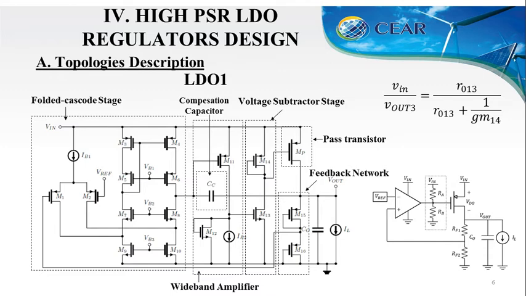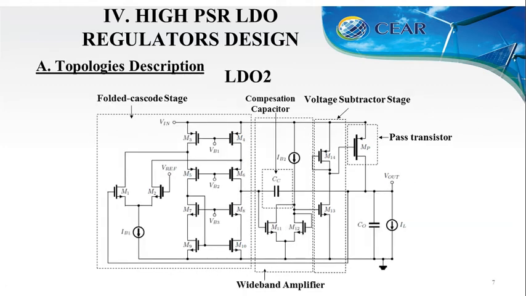Remember that we need to reproduce the ripple from Vin in the gate of the PMOS transistor, the pass transistor. Then we can imagine this stage as a voltage divider. If resistance RB is much larger than resistance RA, then all ripple from Vin comes to the gate of the pass transistor.